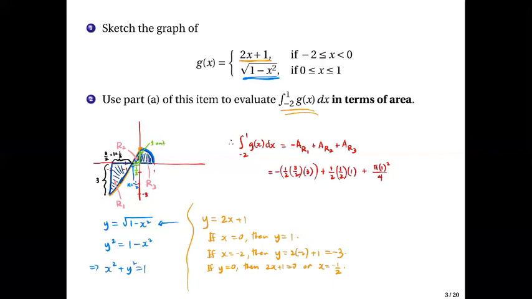And therefore, we simplify this. We have negative 9 over 4 plus 1 over 4 plus pi over 4. So if we simplify this further, negative 9 over 4 plus 1 over 4, that's negative 8 over 4. So we'll have negative 2 plus pi over 4. And this is the final answer.